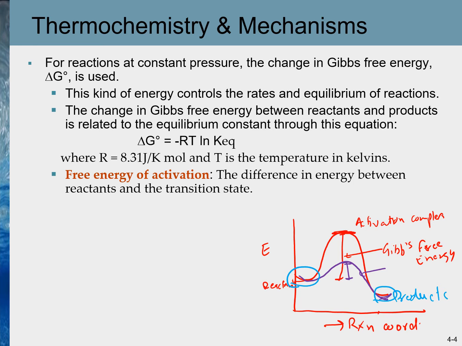So the difference between the energies of reactants and products is known as change in Gibbs free energy, or simply change in free energy. It is denoted by delta G naught. This subscript naught indicates that the reaction was carried out at standard conditions, which means temperature was 298 Kelvin and pressure was 1 atmosphere.